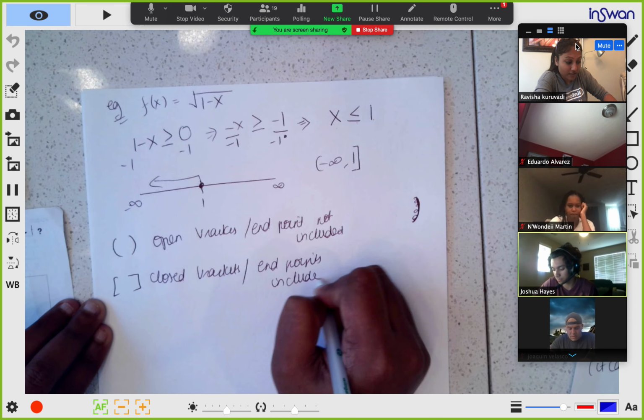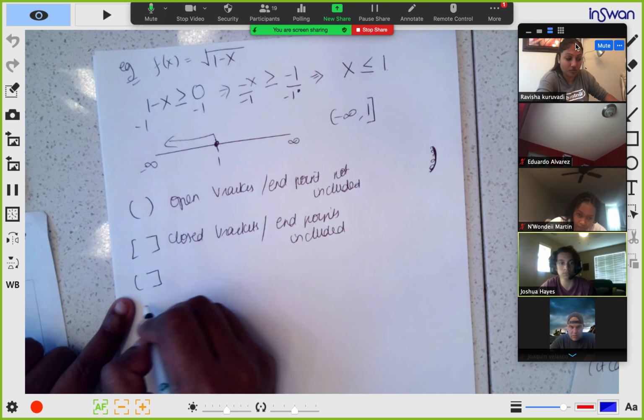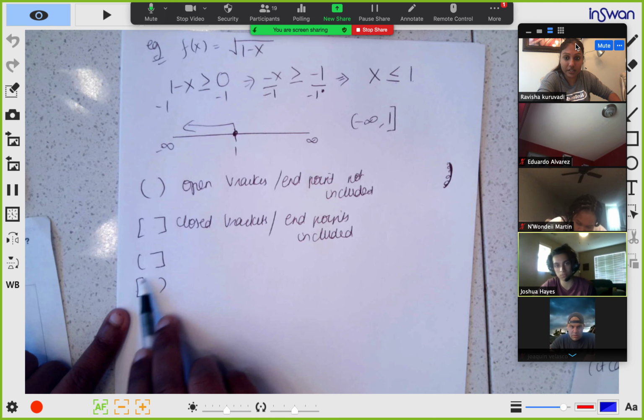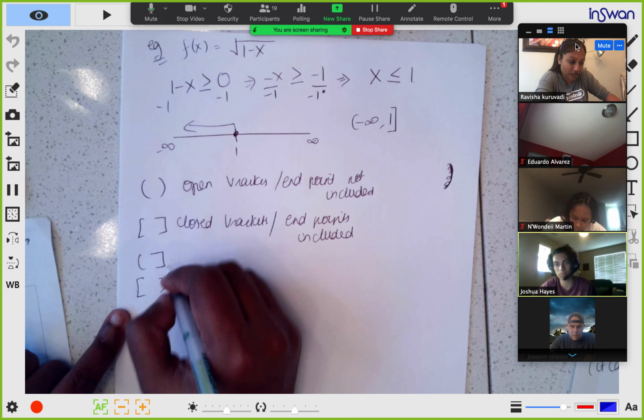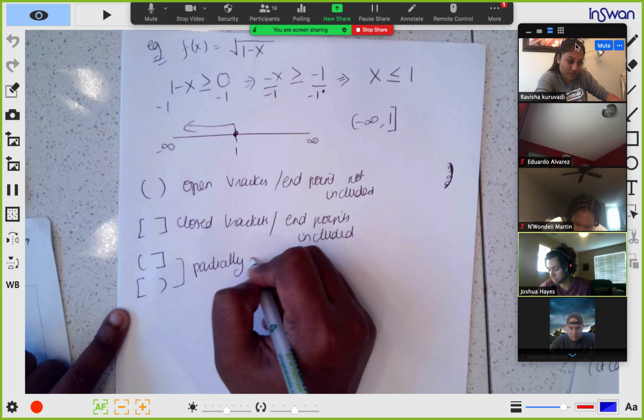And then you have this thing. Partially, you can have like this also. So wherever this is closed, that point will be included. This point will not be included wherever it's open. Partially open and partially closed.